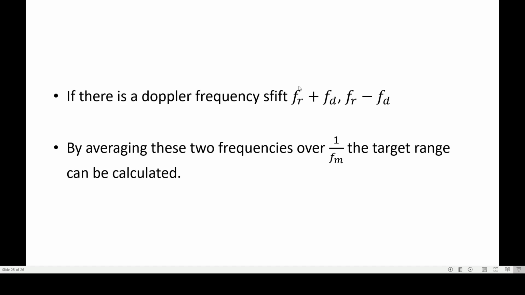Please remember this Fr is the change in frequency of the received and transmitted signal for a stationary target. But if you consider the Doppler shift, the frequency shift varies accordingly, like Fr plus Fd and Fr minus Fd. By averaging these two frequencies over 1 by Fm, the target range can be calculated. The further details of this PPT will be explained in the next section. Thank you.